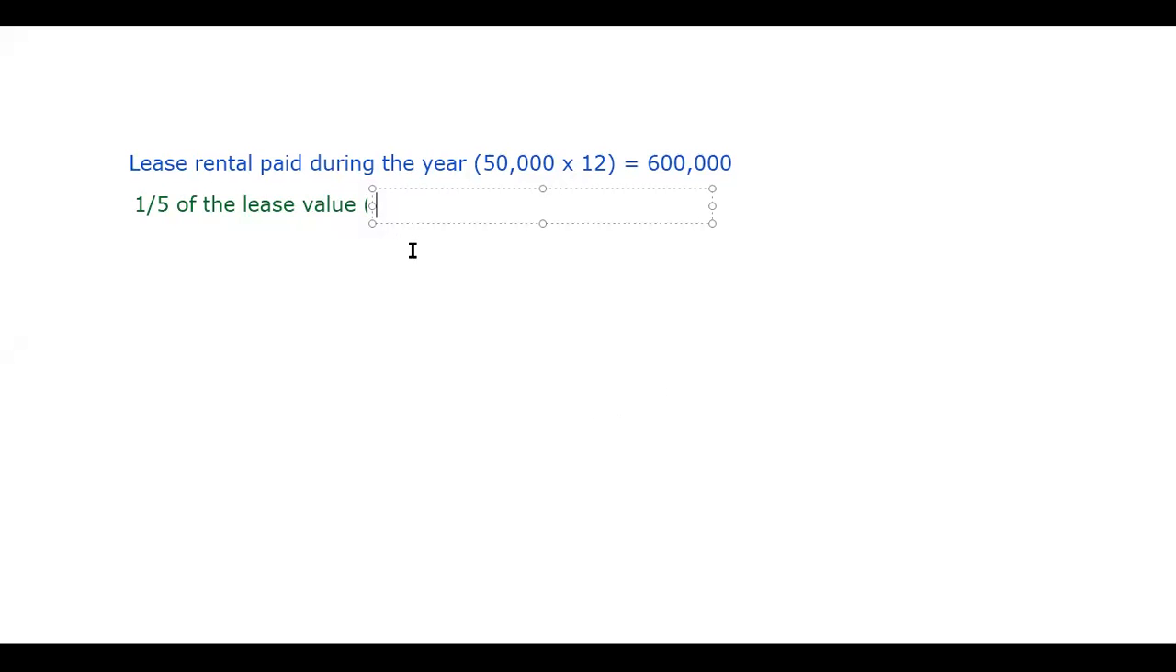Yes, I got one answer. Others also can. 50,000 into 3 years. That means 12 into 3, 36 months. The lease value, with the others, check whether this answer is correct. Right?